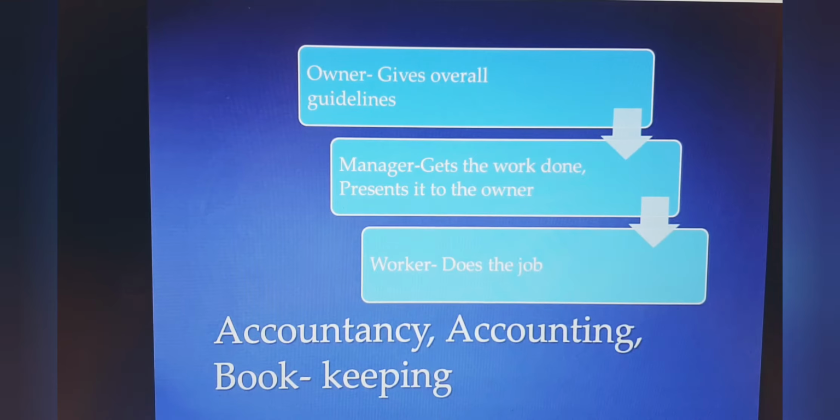Fine. Coming to the manager, what is he supposed to do? Get the work done by the worker, and then present the results to the owner. The manager is the link between the owner and the worker. We will get work done by the worker, and the results that the worker prepares, the manager will present to the owners, right? So the manager is in between, and we can connect him to the accounting process. Accounting is basically a process.